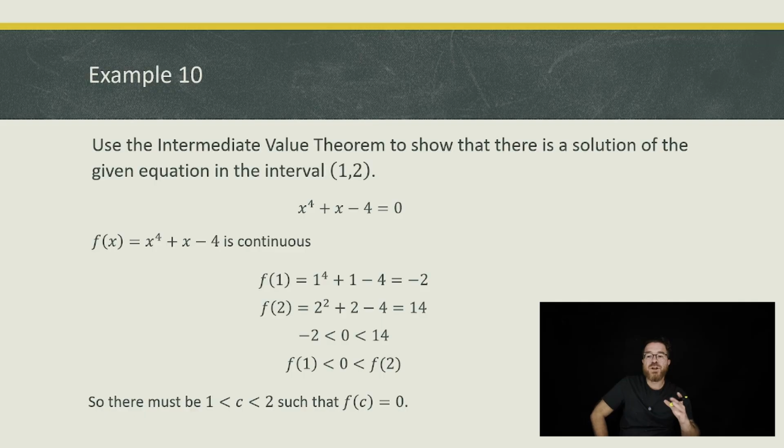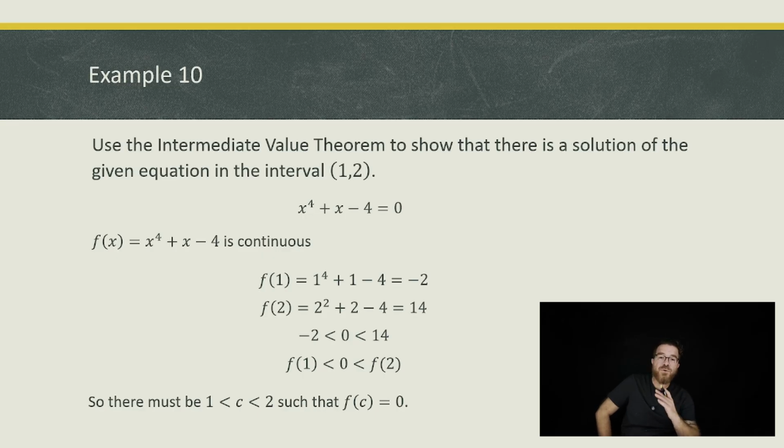So in this problem, we want to use the intermediate value theorem to show there's a solution for a given equation on an interval 1 to 2. So we have x to the 4th power plus x minus 4 is equal to 0. So our function f of x is equal to x to the 4th plus x minus 4. Now this is continuous because this is a polynomial function. As we said, a polynomial function is continuous on the entire real number line.